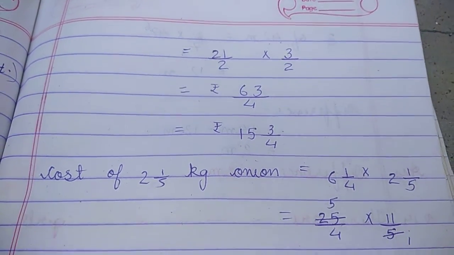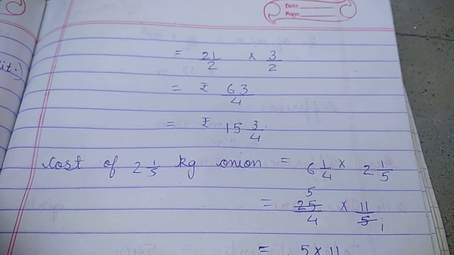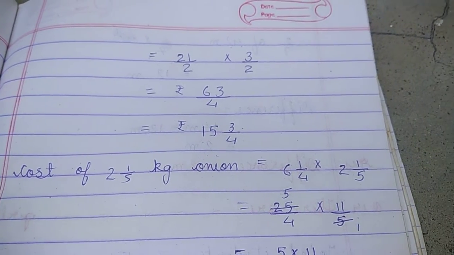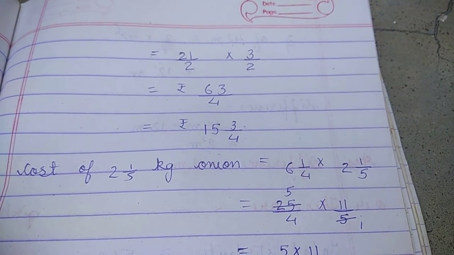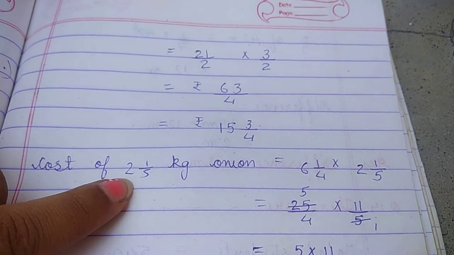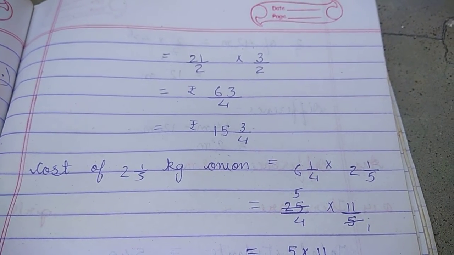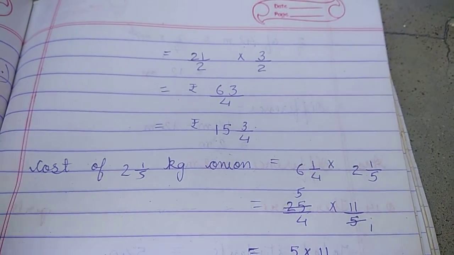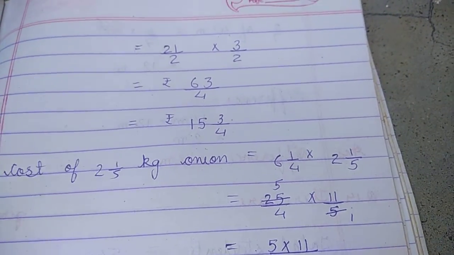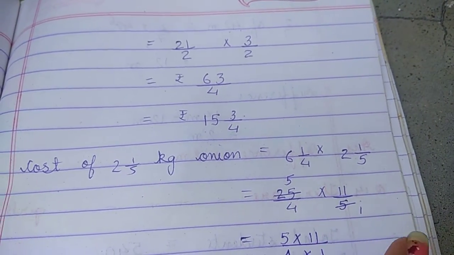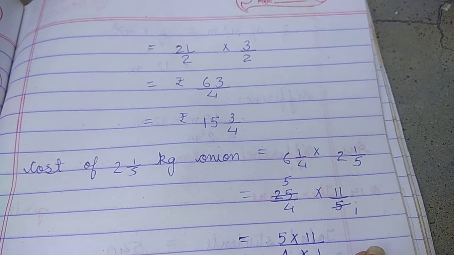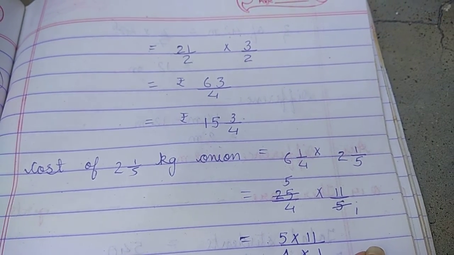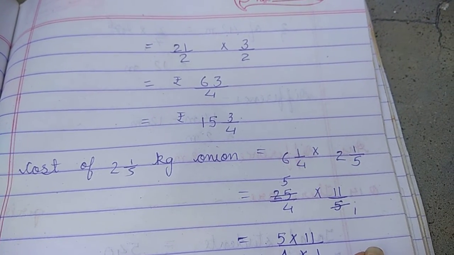Now we also have to find the cost of 2 whole 1/5 kg of onions. Again, the cost of 1 kg onion was given in the question, and the cost of 2 whole 1/5 kg of onions we have to find out. 1 is known, we have to find more. What we'll do, multiply. So multiply 6 whole 1/4 by 2 whole 1/5. It is given in mixed form, so change it into improper fraction.